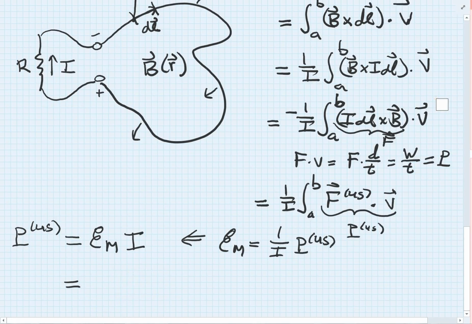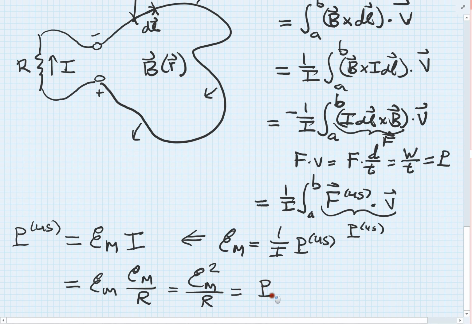We had this interesting result that the current through the resistor is the EMF divided by R. So what we would have then is the motional EMF times the motional EMF, divided by the resistance, or the motional EMF squared divided by the resistance. But we would notice this is just the power that's dissipated through the resistor.